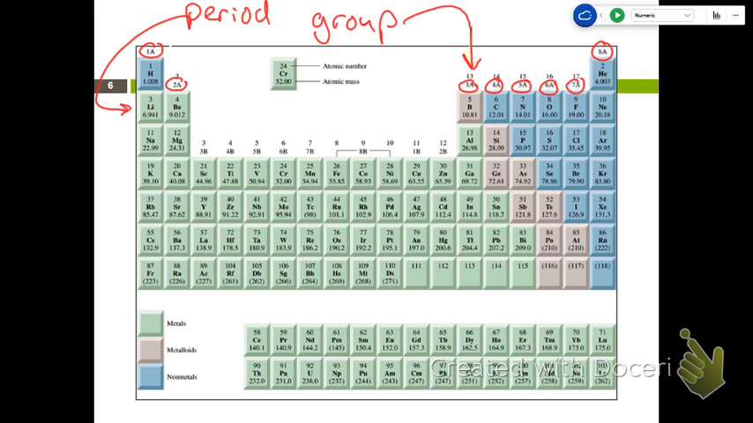Those 8 groups are called the main groups, because those are the ones that most of, especially biological chemistry, focuses on. The ones in the middle, all of these down here that don't have A's, that have B's, are called transition metals.